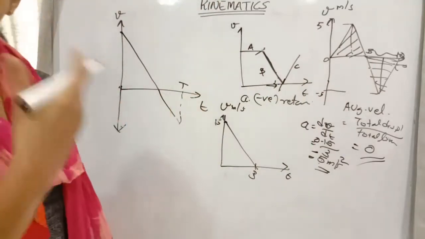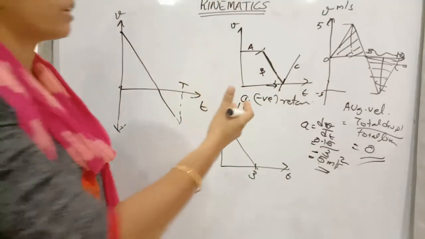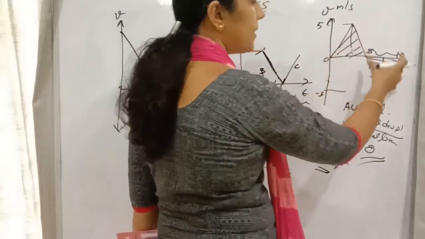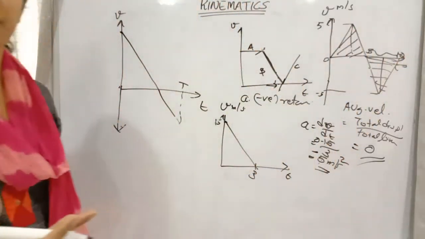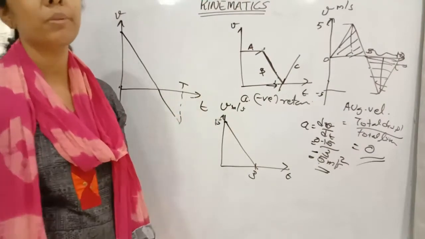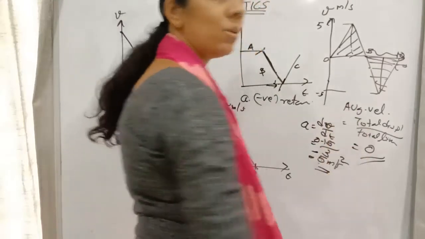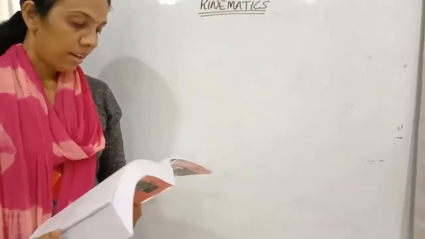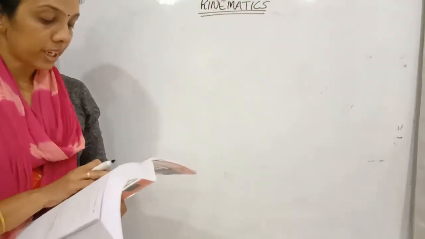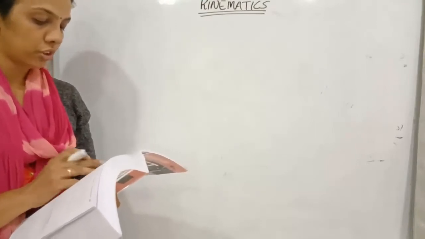Instead of that, if the average speed is asked, we can find out the total distance covered, we can add up and do. But here total displacement will be equal to 0. Therefore, average velocity also will be equal to 0. Clear? Next one. Which of the following graphs cannot possibly represent one-dimensional motion of a particle?